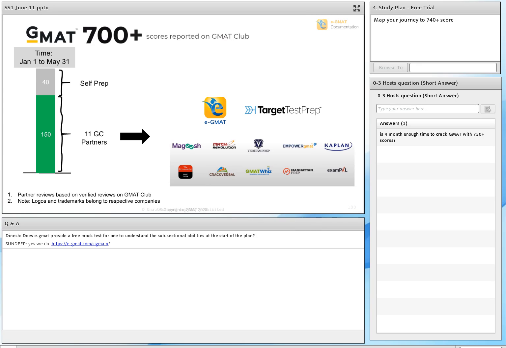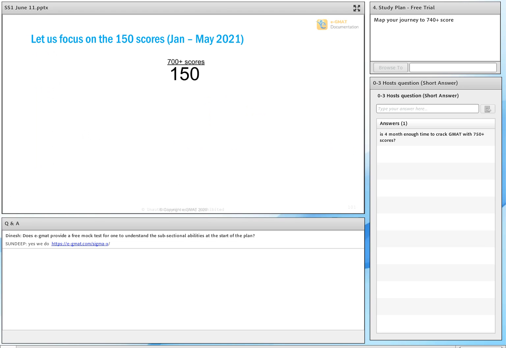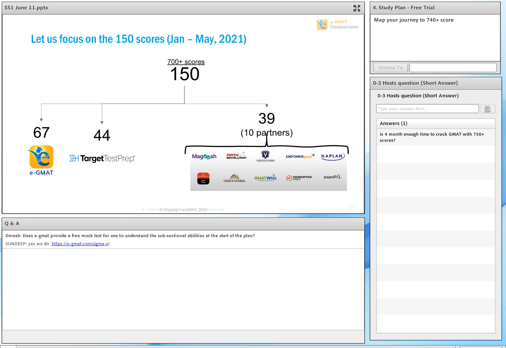Okay. The other 150 are actually attributed to 11 GMAT Club partners. So how do these 150 scores break up? Out of those, 67 are by eGMATers, 44 by Target Test Prep, and pretty much 39 by the other, actually 9 partners, because these two companies are now the same entity. So essentially, when you look at GMAT Club, there are only 2 companies that have delivered any meaningful success. That's us and Target Test Prep.